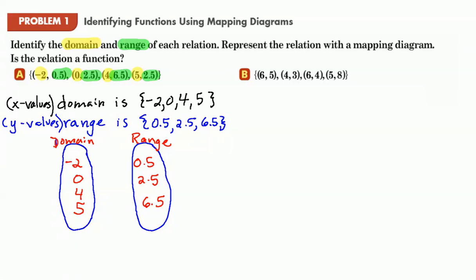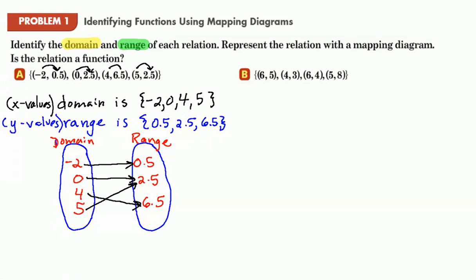Now what we want to do is connect the domain with the range, using these values and connecting them with the points on the top. So -2 connects with 0.5. 0 connects with 2.5. 4 connects with 6.5. And 5 connects with 2.5. So that's how you do a mapping.